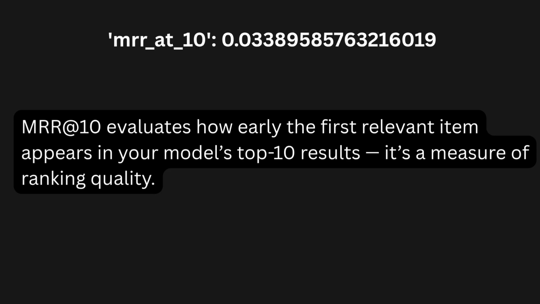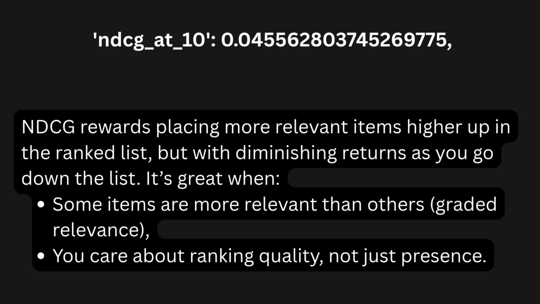MRR at 10, the mean reciprocal rank, is 0.0339. It measures how early the first relevant item appears in the top k, and 0.0339 means that the relevant items are far down the list or missing entirely. Generally, it should be closer to 1 as a good value. NDCG at 10 is 0.0456. It considers not just relevance but ranking quality. Very low. Strong models often have 0.2 to 0.3, which is again terrible in this case.